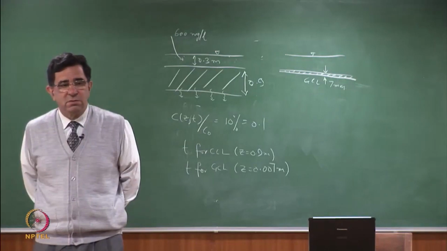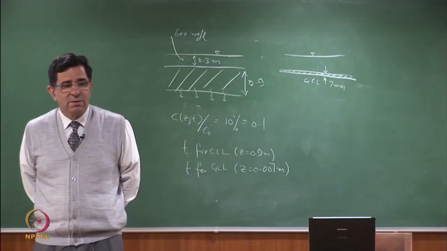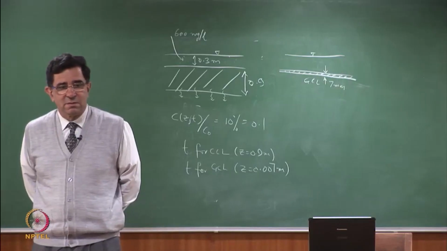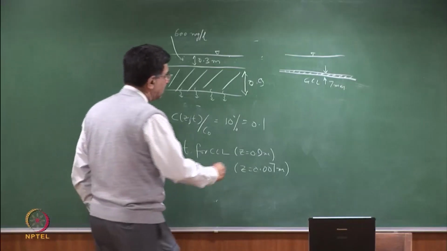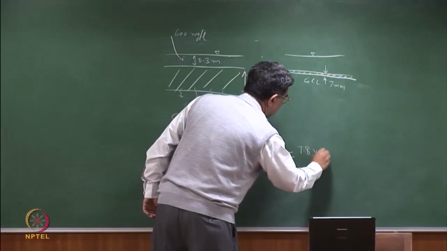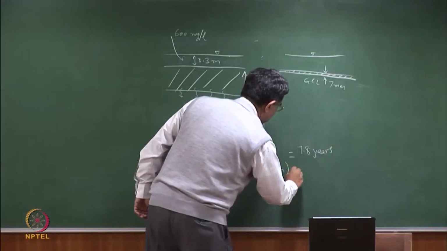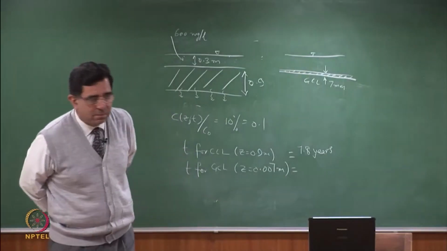Anybody has some values? In seconds, in minutes, in hours, in weeks, in months, in years. For compacted clay liner? Okay. And what is it for? Do the same for the GCL. 12.42 hours.